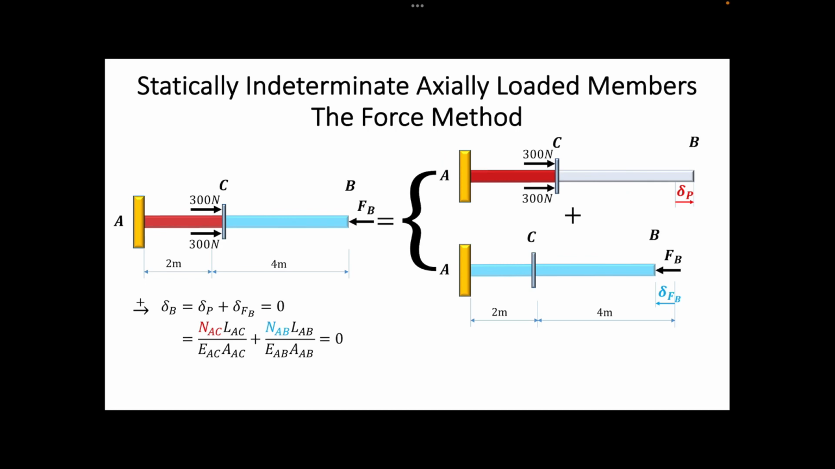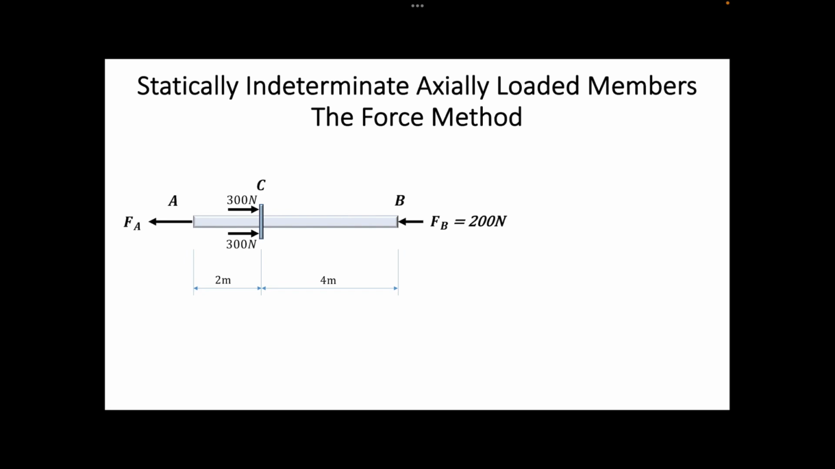Now we can easily find the normal force in segment AC for the case of external loads. We can rewrite again the equation. From here, we can find the reactive force FB being equal to 200 Newton. Finally, we can base on the equilibrium of the entire bar to find the reactive force FA. As you can see, we obtain the same result as before using the conventional methods.